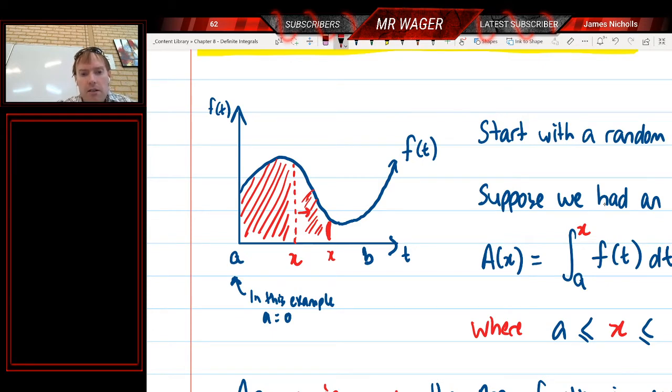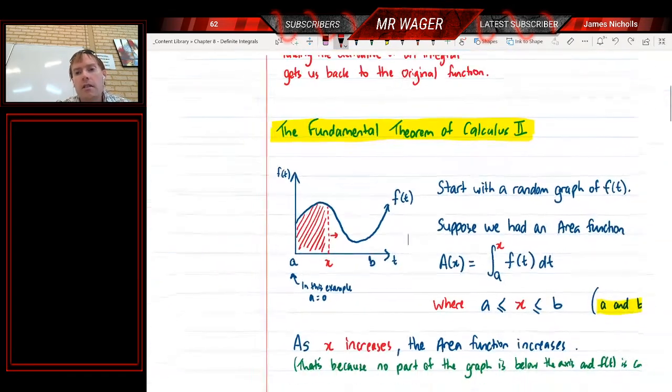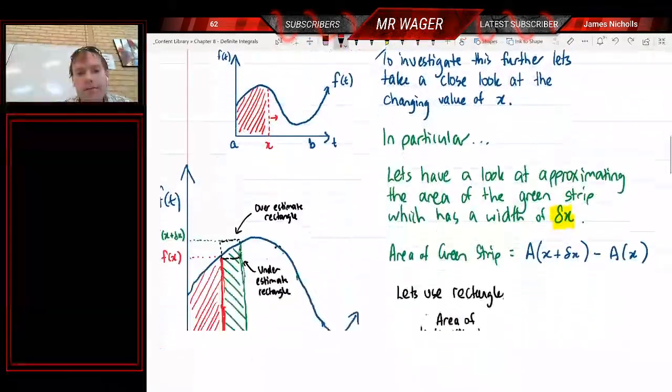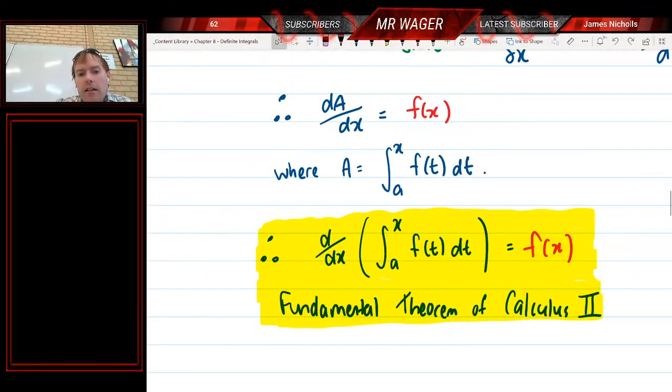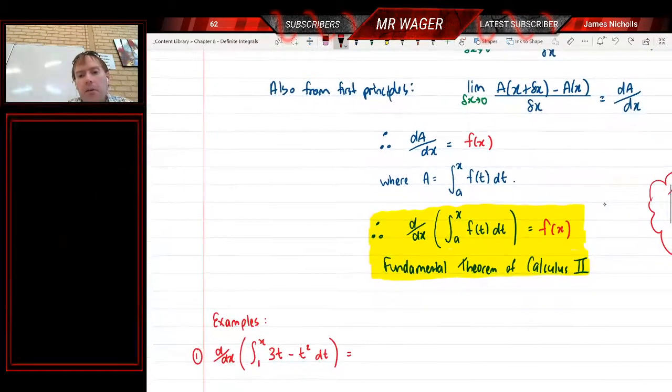So if I just undo that. All right, so if we go down to this rule, it's saying the rate at which the area function is increasing is equal to the height of the graph, f of x at the value of x. And that's the fundamental theorem of calculus. That's the second one. All right.